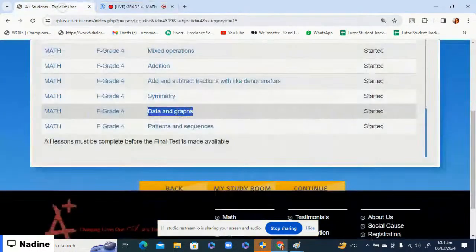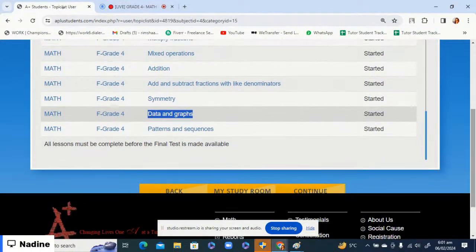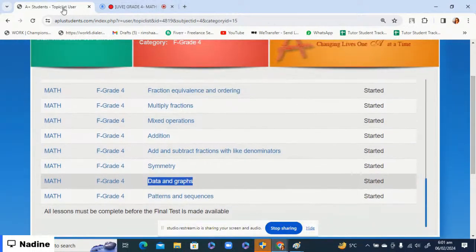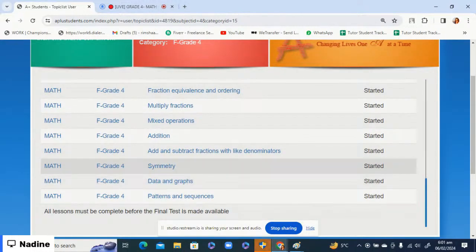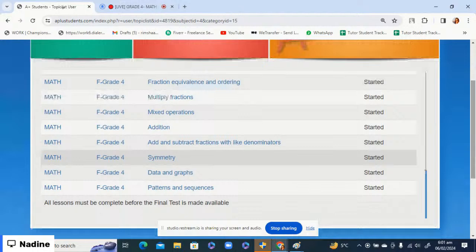So today we will discuss grade 4 maths, and the chapters are symmetry, data, and graphs. These are the names of the chapters. First, we discuss symmetry.